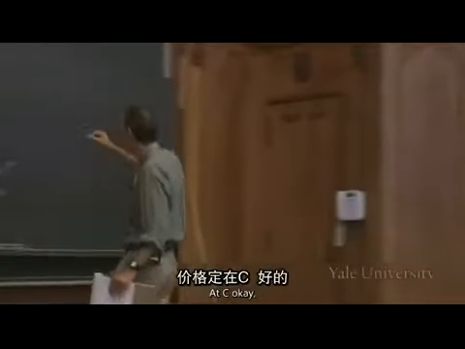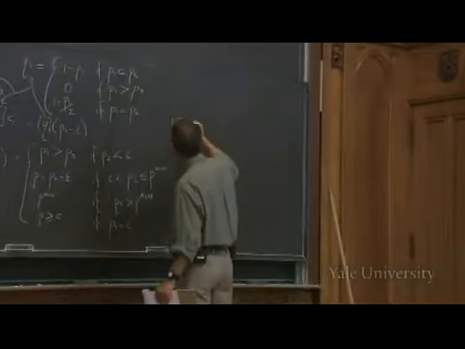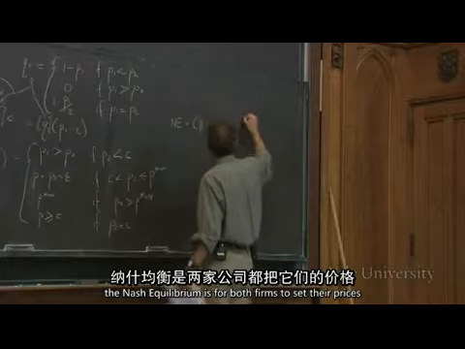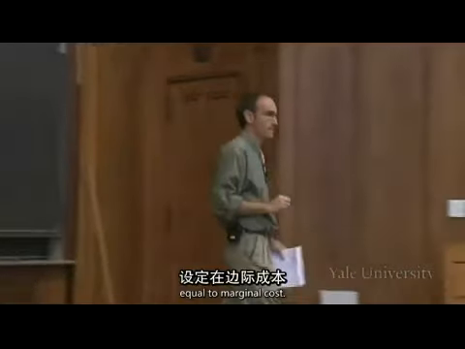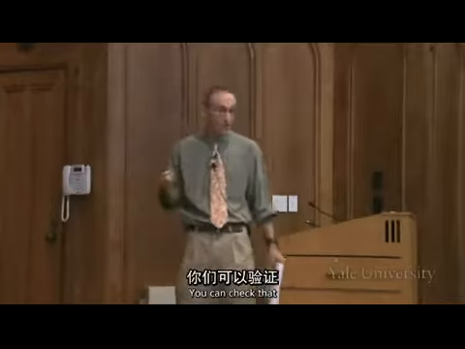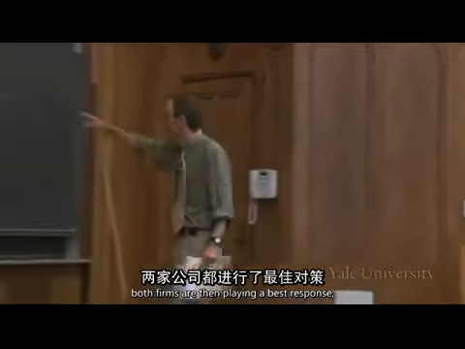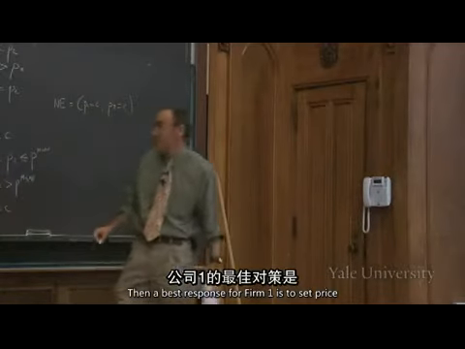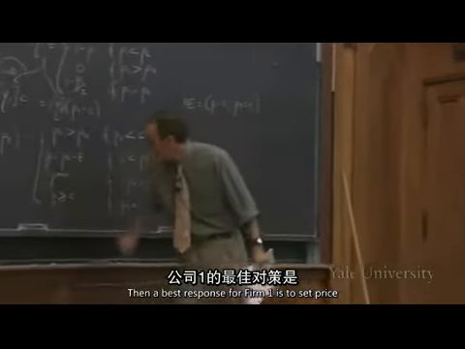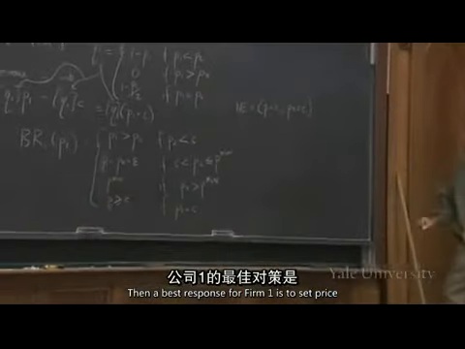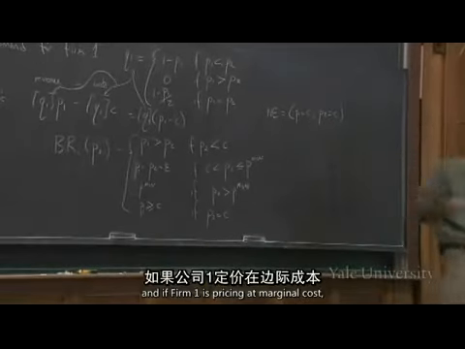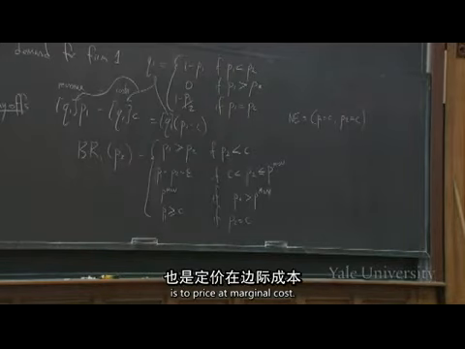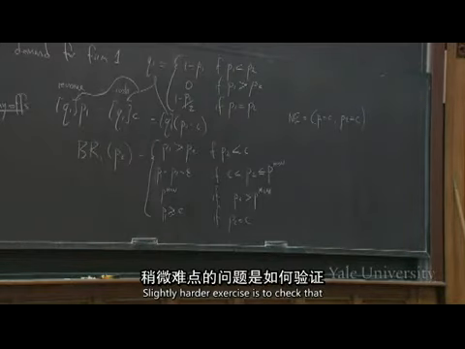So the Nash equilibrium here is for both firms to set their prices equal to marginal cost. And you can check that both firms are then playing a best response, so that's all right. If firm 2 is charging C, then a best response for firm 1 is to set price equal to marginal cost. And if firm 1 is setting price at marginal cost, then conversely, a best response for firm 2 is to price at marginal cost. All right, slightly harder exercise is to check that nothing else is in Nash equilibrium.